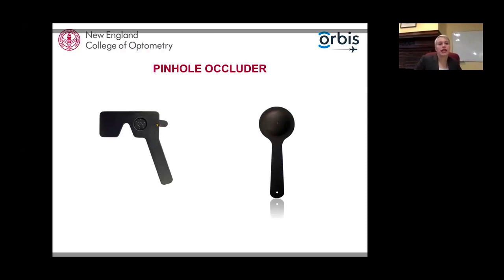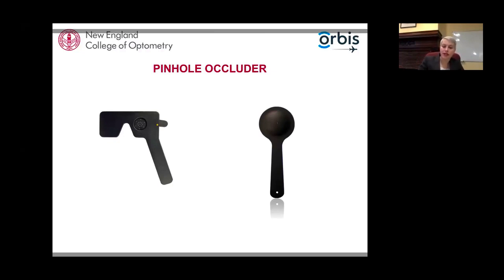So an occluder is an opaque disc. You can see that this one on the left-hand side is held up like a pair of glasses. The one on the right-hand side is held up like an occluder, and there's a small hole through it where the patient can look. It's a simple way of focusing light, sort of like a pinhole camera, and it temporarily removes the effects of refractive error.